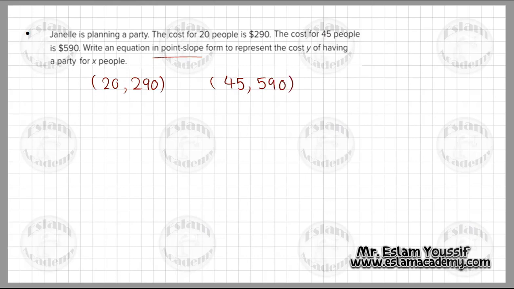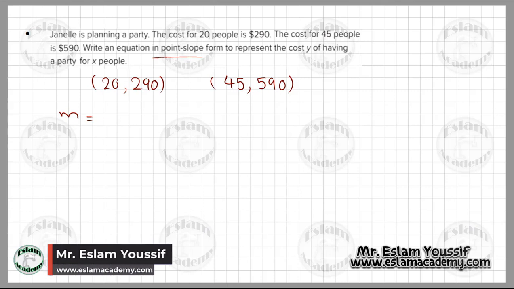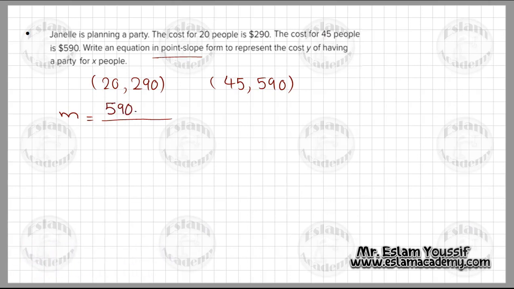So to write the equation, we need to find the slope. For any linear equation, the main point is that we need to find the slope. The slope will be equal to y2 minus y1, which is 590 minus 290, divided by 45 minus 20. By subtracting, you will find that the answer is 300 over 25. 300 over 25 is equal to 12.